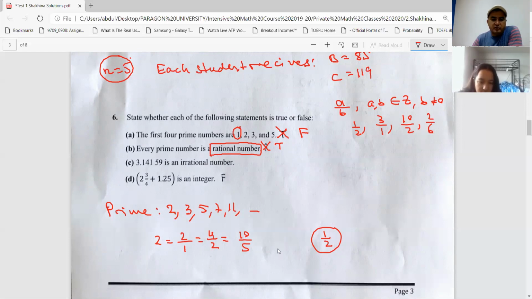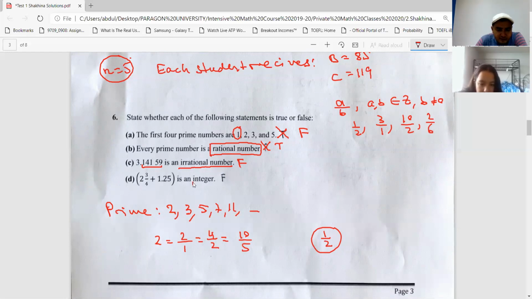3.14159 is an irrational number. Is it true? So an irrational number is not a rational number, okay. Yeah, that is false. Why? Because if it is an irrational number, after the decimal point, it never stops. But here it stops, that means that it's a rational number. So it's not an irrational number, right? That's false. And how about this one?